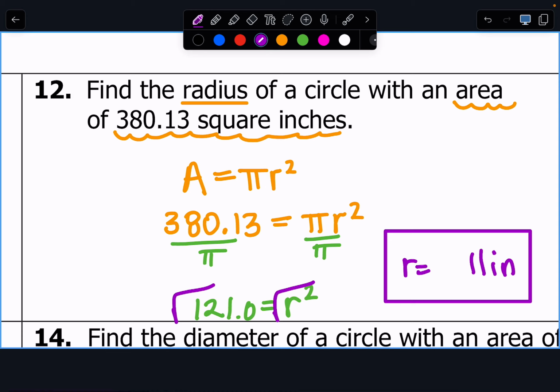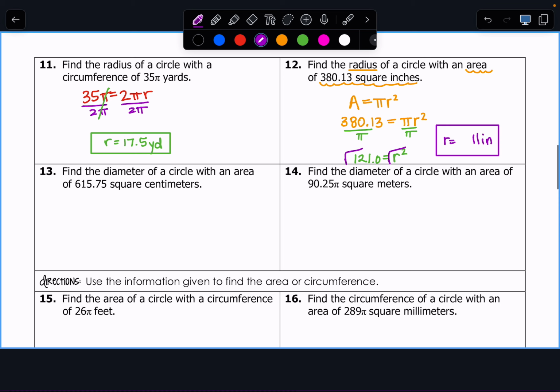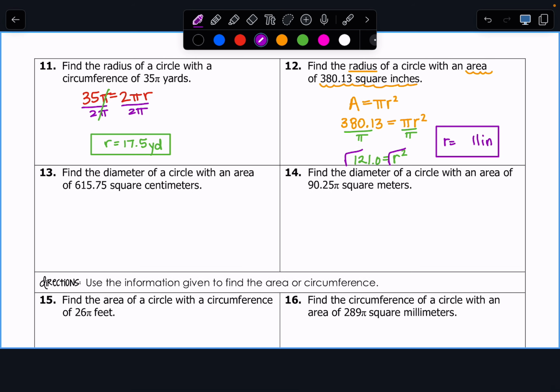Now, I had a question that I think more people probably have than just the one person that asked it. Somebody asked me, should our answer be square inches? Because we're doing area. Did we find area? We found radius, and radius is just a one-dimension measurement. It's just inches. Okay.